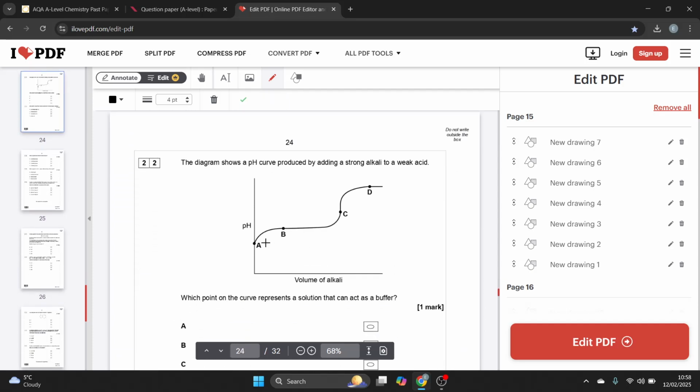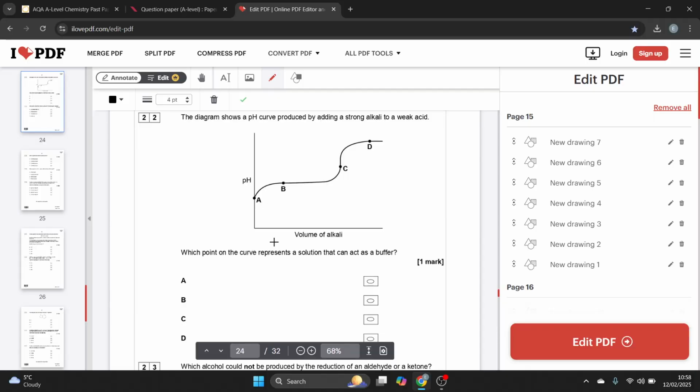The diagram shows a pH curve produced by adding a strong alkali to a weak acid. Which point in the curve represents a solution that can act as a buffer? So it's going to be B then. A definitely not. With C, well, I'm already here, and with D, I'm literally peaked off here. Therefore, the answer has got to be B, and that can act as a buffer.